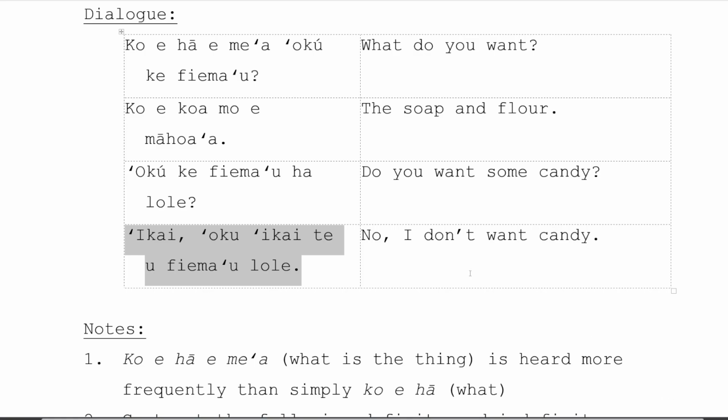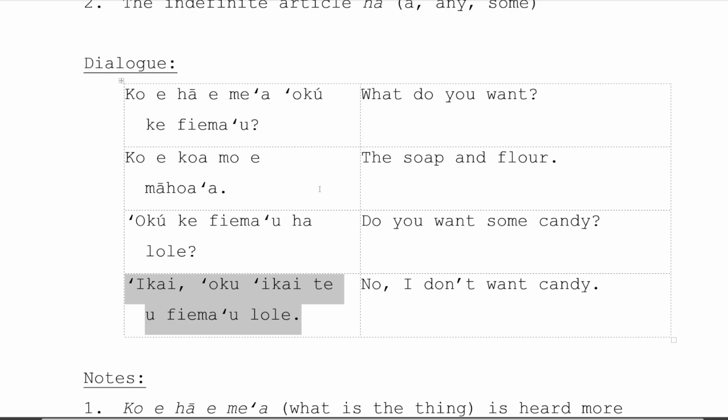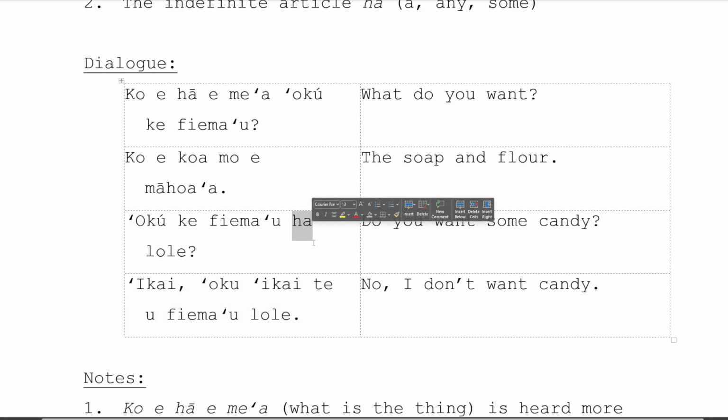Good. So let's take a little look at the dialogue that we just listened to. The important thing is this ha article right here. So this is kind of the big point of the chapter. You can see that it gets translated to some in the translation. So, oku ke fia ma'o halore. Do you want some candy?